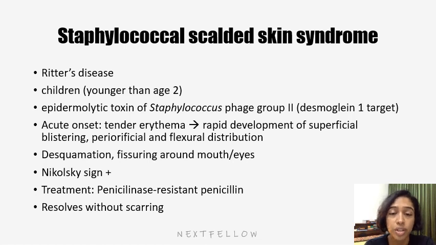This is also known as Ritter's disease. It occurs in young children, and it's due to the epidermolytic toxin of Staphylococcus phage group 2, which attacks desmoglein 1, the connections present within the epidermal cells. The clinical presentation is a very acute onset tender erythema on the skin, and this rapidly develops to form superficial blisters. As I showed you here, these are periorificial and in the flexures. These rapidly desquamate, and then it causes fissuring around the eyes and the mouth.